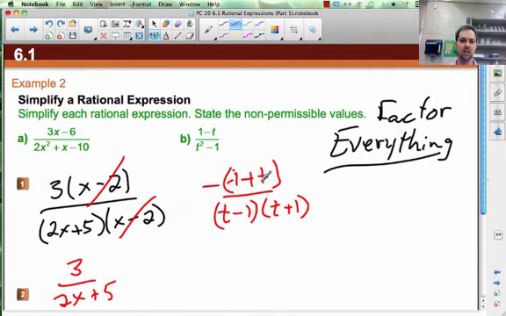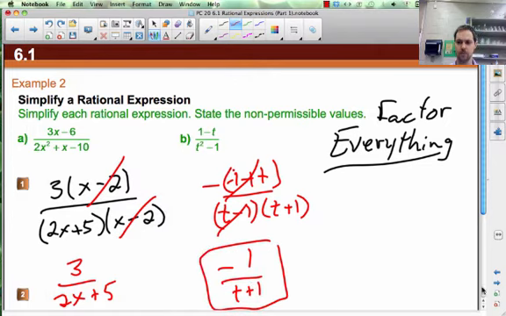this is t minus 1, and it will cancel off with that as long as we have this negative out front. So in the numerator we're left with negative 1, and in the denominator we're left with t plus 1. And that's as simple as we can make it. So there you go.